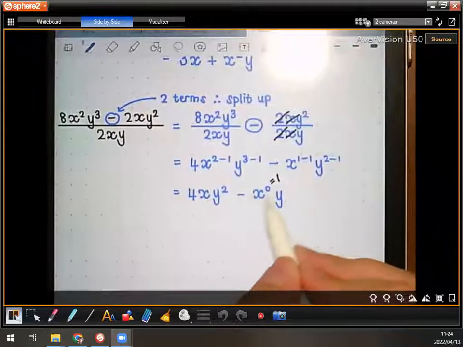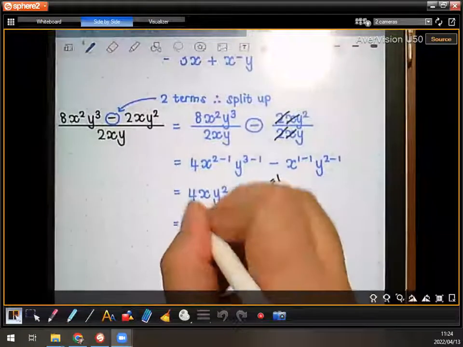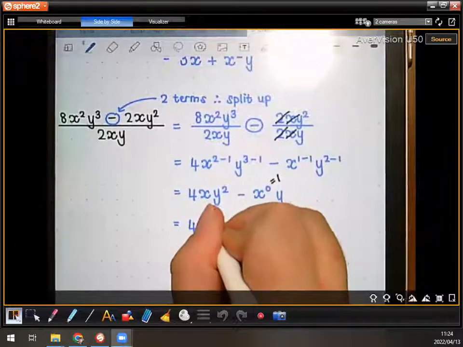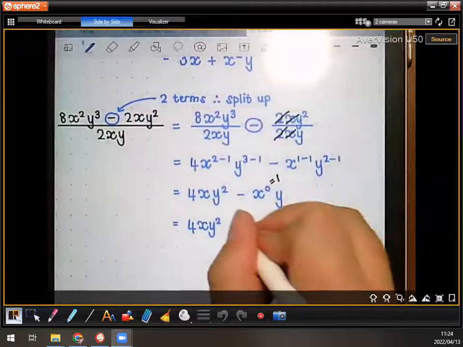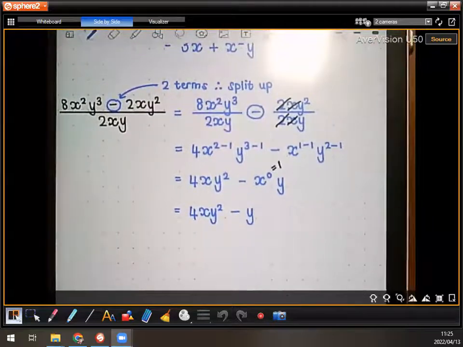Now, unfortunately, I can't leave this x to the 0 in my answer. I need to remember that x to the 0 is 1. So I'm just going to write 4xy squared minus 1y, but remember we don't write that 1 if it's in front of the letter. So that last term is just minus y.